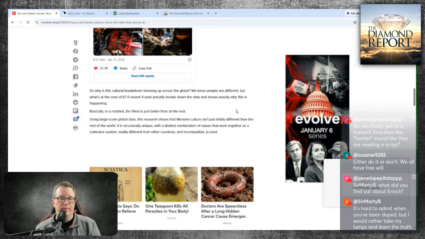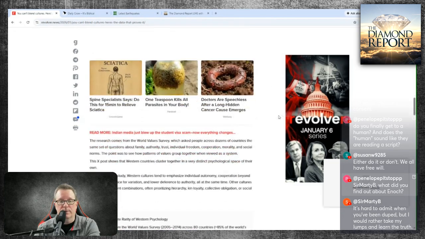We know people are different, but what is at the core of it? A recent post on X actually breaks down the data and shows exactly why this is happening. Basically, in a nutshell, the West is just better than all the rest. Using large-scale global data, the research shows that Western culture isn't just mildly different than the rest of the world, it's structurally unique, with a distinct combination of values that work together as a collective system, totally different from other countries and incompatible to boot.